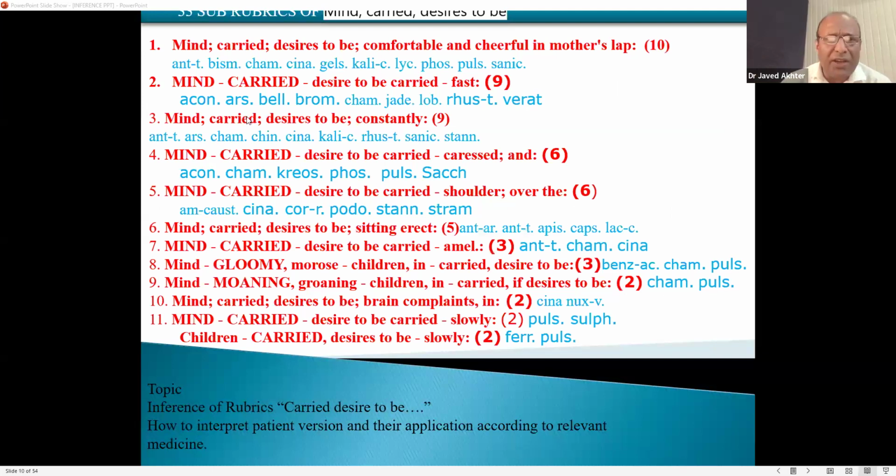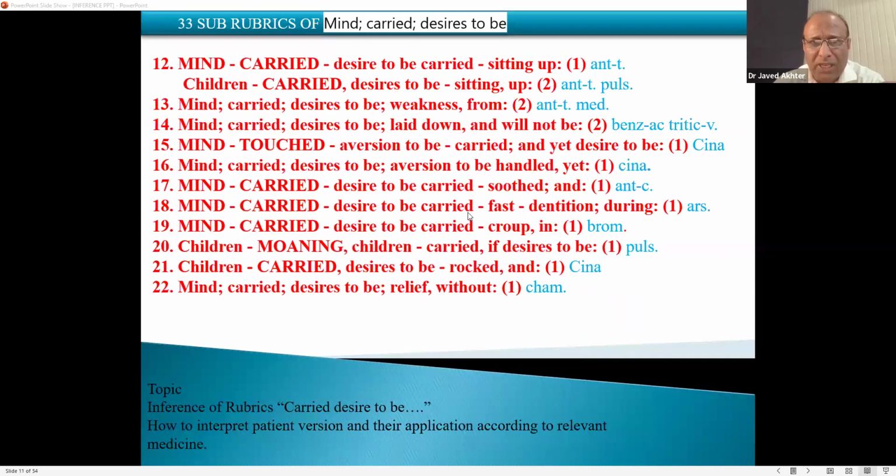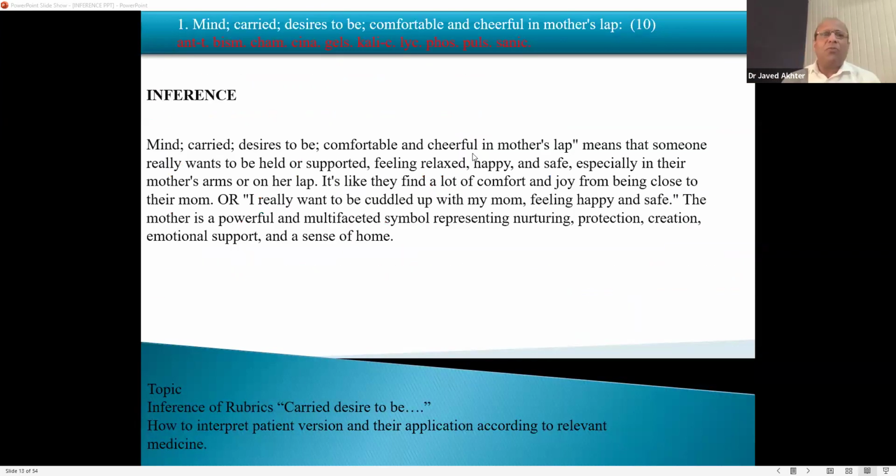Here are the rubrics I took. These are the rubrics: carry desire to be comfortable and cheerful, and carry desire to be carried fast and constantly. These are the 33 rubrics I mentioned over here. Now I'm coming to the first rubric: carry desire to be comfortable and cheerful in mother's lap.